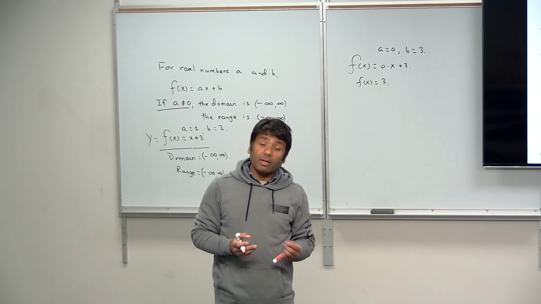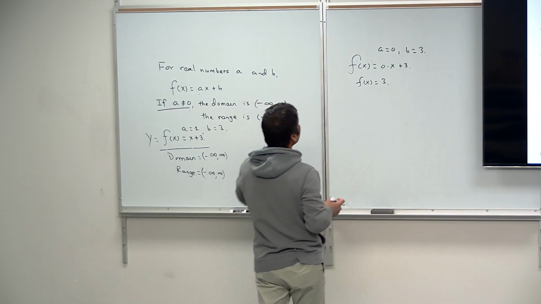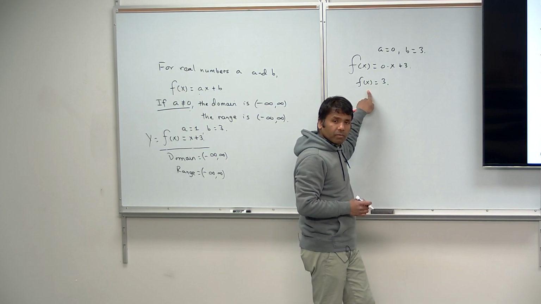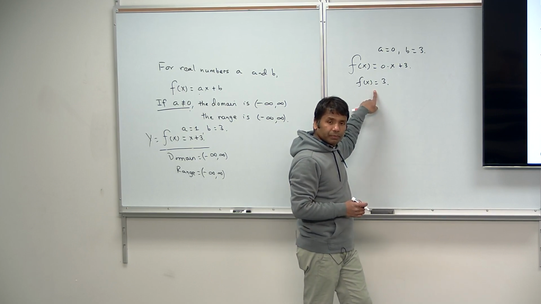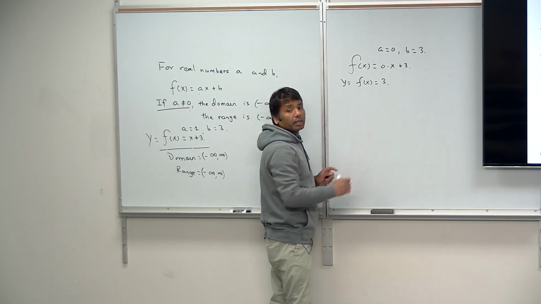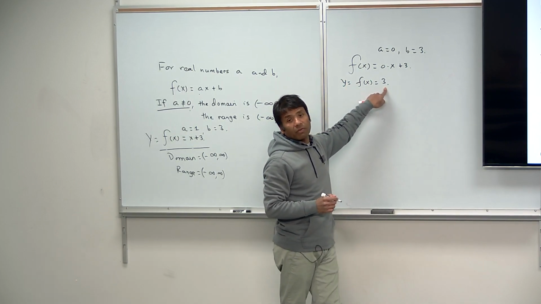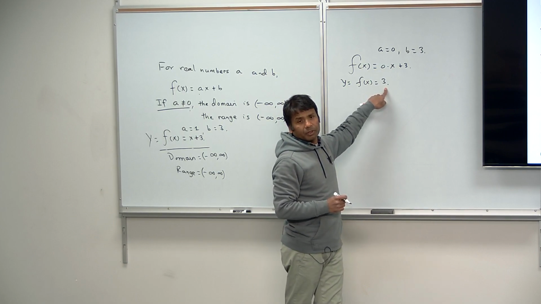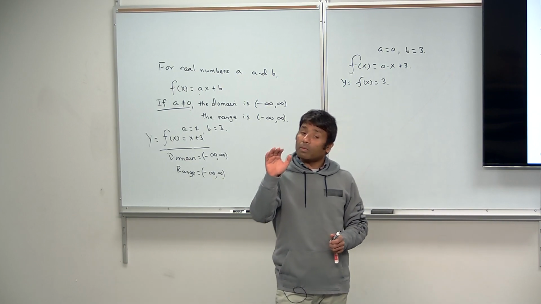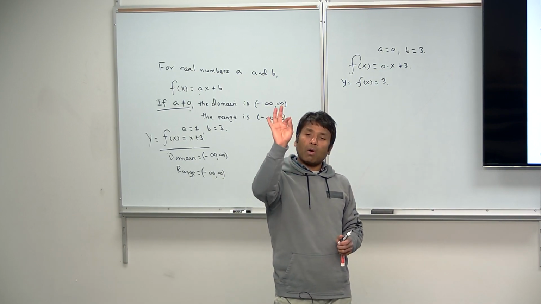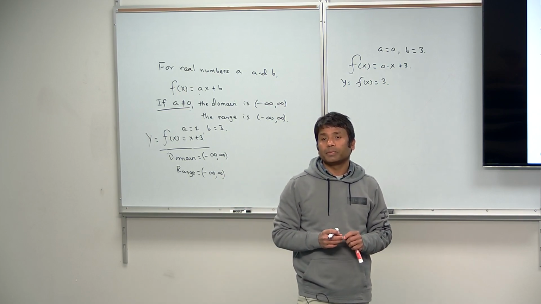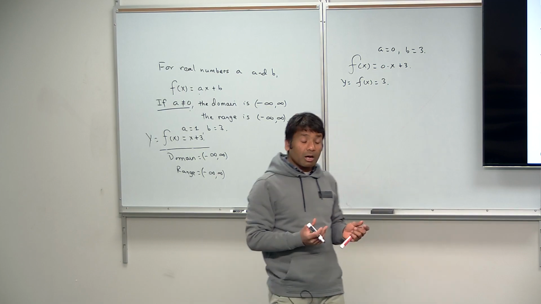You see that, right? So it means for any value of x you plug in here, this is your y value. Your y value is always going to be 3. You see what I'm talking about, right? So this is a constant function. Whatever the input, your output is always going to be 3. Does that make sense? So this is a constant function.